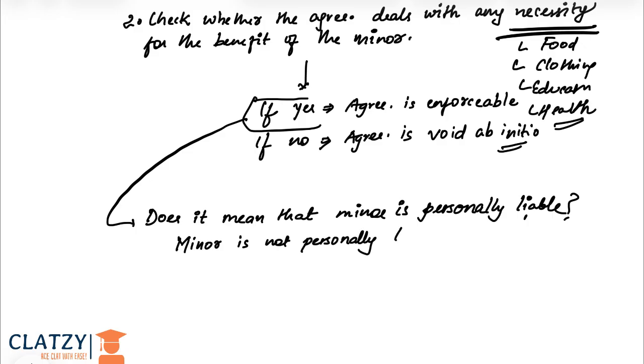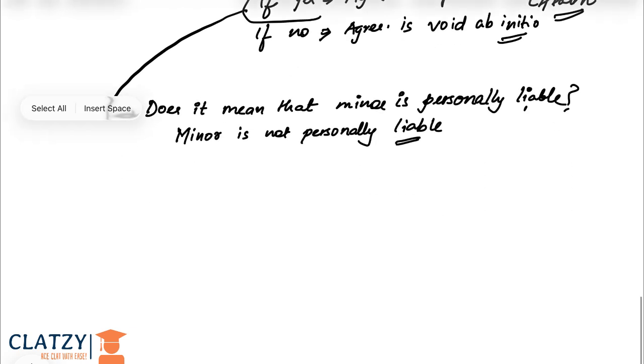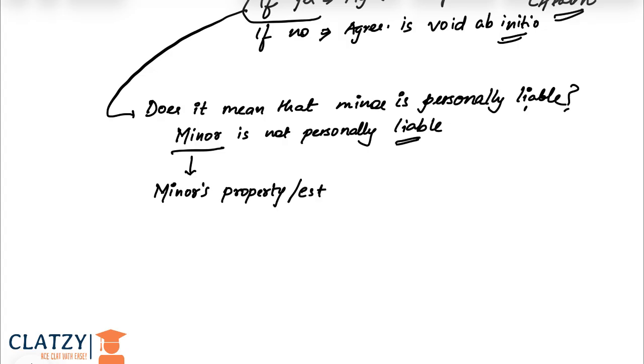Then you would ask a question. Then why would anybody want to enter into an agreement with a minor, even for necessity, when the minor is not even liable for breach? The answer is, even though minor is not personally liable, but minor's property or estate will be used for payment.